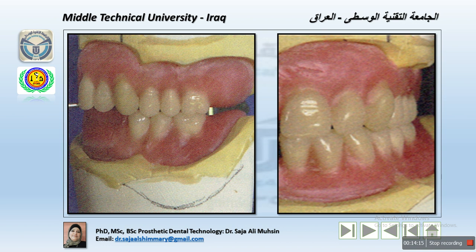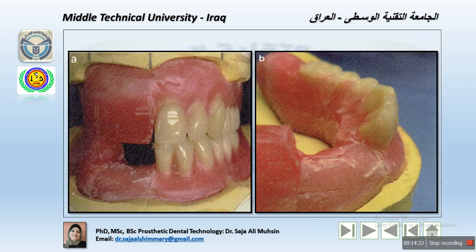Now, the lower anterior teeth, in terms of setting of teeth in natural occlusion, should be positioned to create an arbitrary 1 to 2 millimeter overjet and overbite. The overjet is the distance between the incisal edges, the difference between the incisal edges of the upper and the lower anterior teeth.